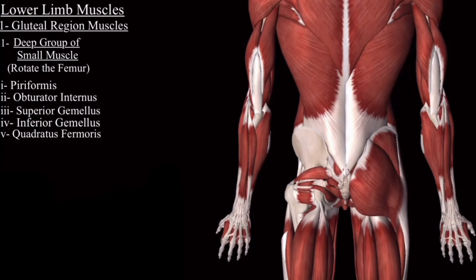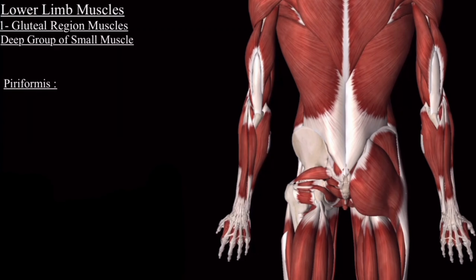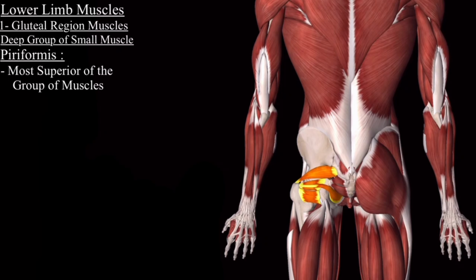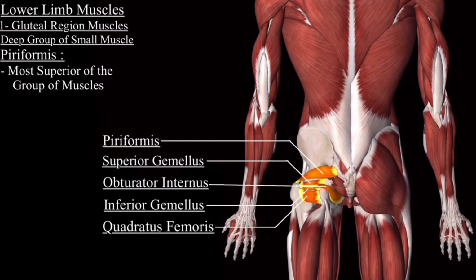I will discuss each muscle in a separate video. In this video I will discuss the piriformis muscle in detail, which is part of the deep group of small muscles. The piriformis muscle is the most superior of the deep group of muscles. As you can see, these 5 are the deep group of small muscles and the piriformis is the most superior of all the 5 muscles.